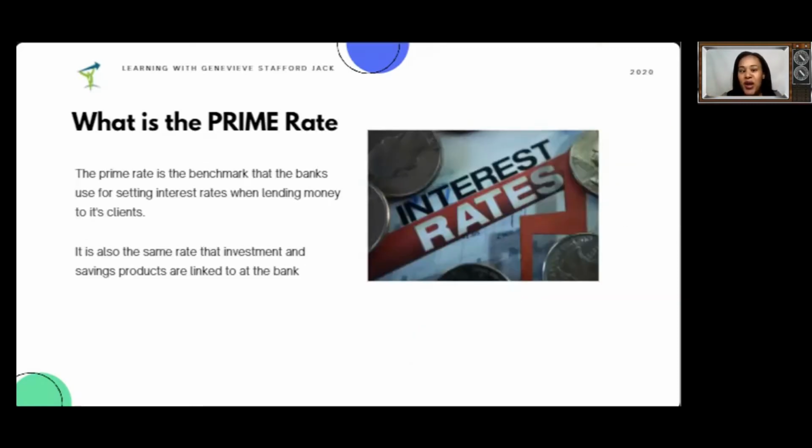So what is the prime rate? The prime rate is the benchmark that the banks use for setting interest rates when lending money to their clients, such as yourself and I. However, this particular base rate is also the same rate that the bank uses when we are investing in a 32-day notice account or in a savings account, wherever there is a bank investment product. You may hear some people say, I got a good interest rate from Bank X and they have given me prime -1.